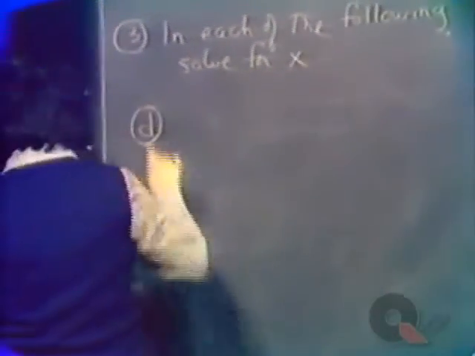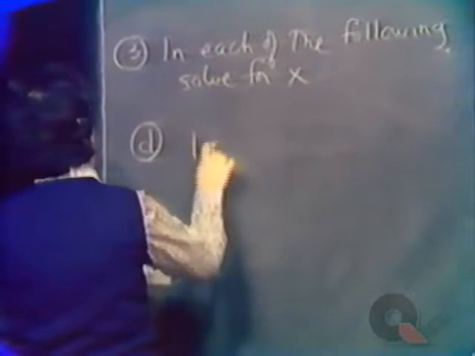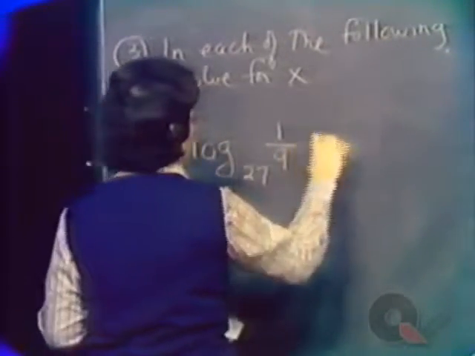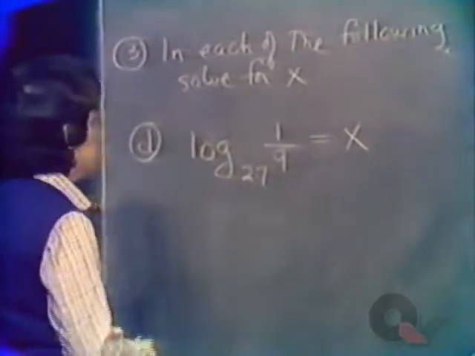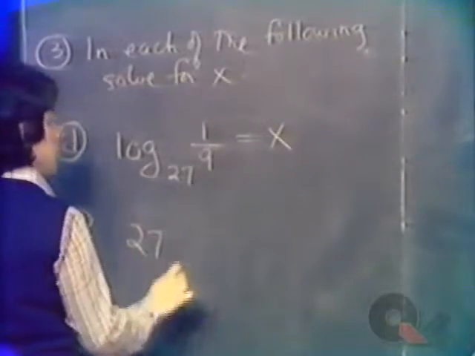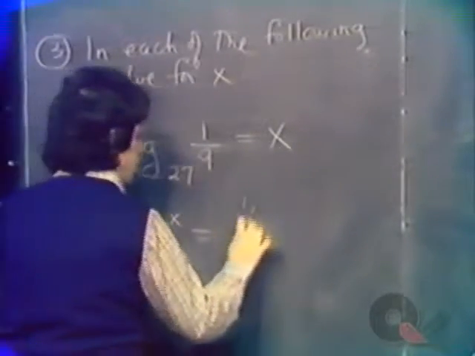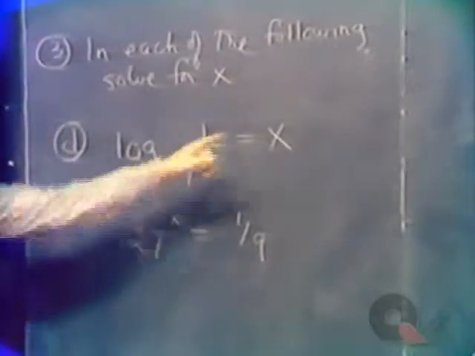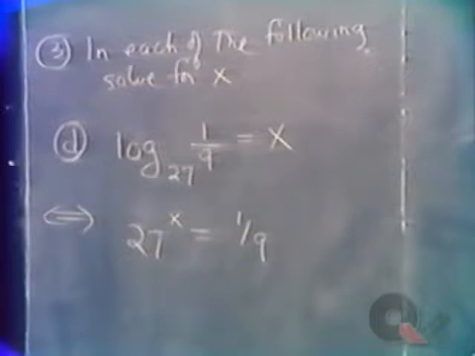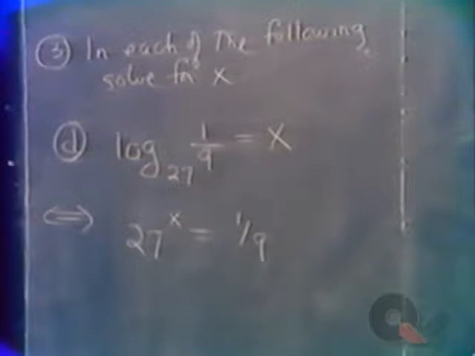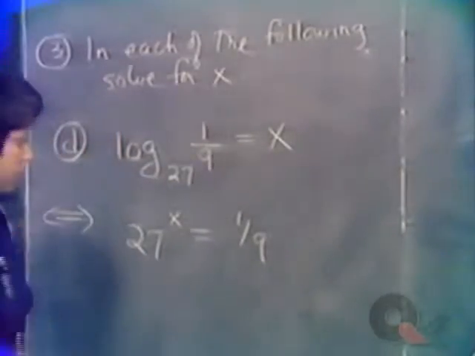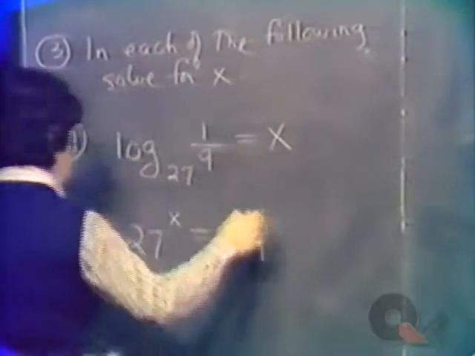Okay, in part D, we have the following. The log of 1/9 to the base 27 is x. This is equivalent to 27 to the x power is 1/9. X is the power that you'd have to raise 27 to get 1/9. Let's try the same kind of procedure we used on the last example. We'll recognize that 9 is 3 squared. So this is really 1 over 3 squared.